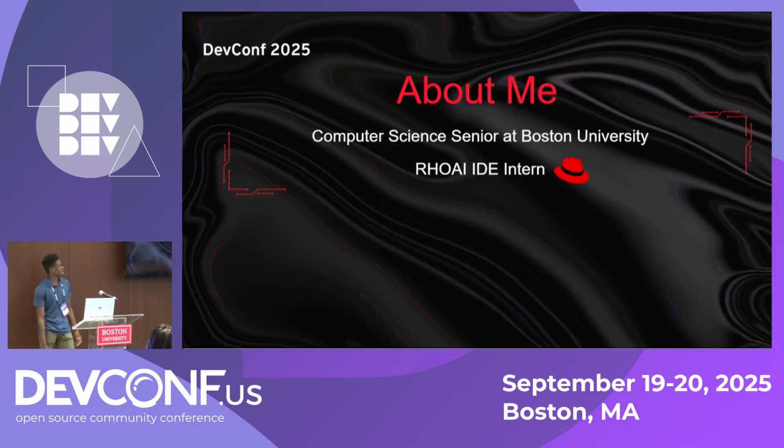So a little bit about myself. I'm a senior at Boston University studying computer science. Like I said, I worked at Red Hat on the OpenShift AI IDE team. So I did a lot of the back end for them. I helped them a lot with automation and back end optimization.